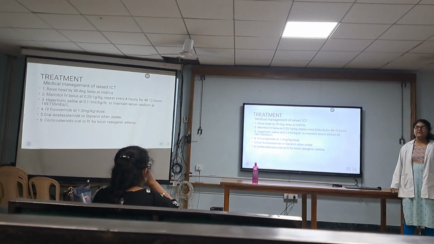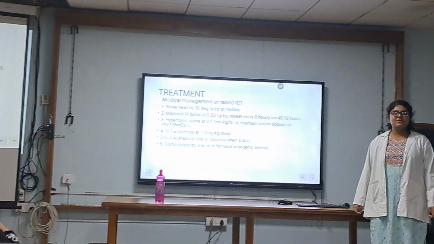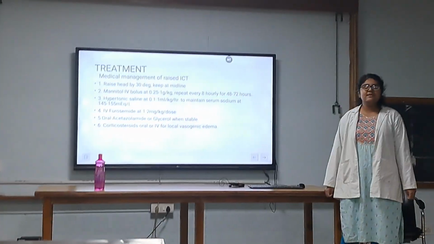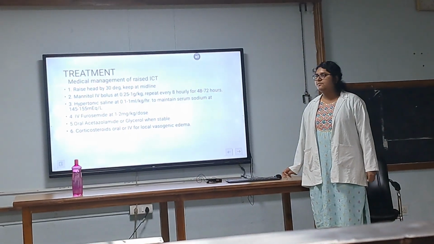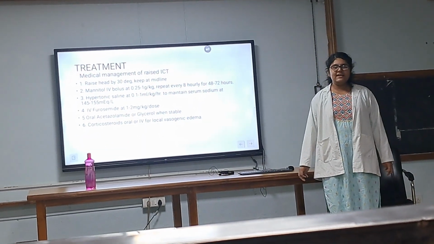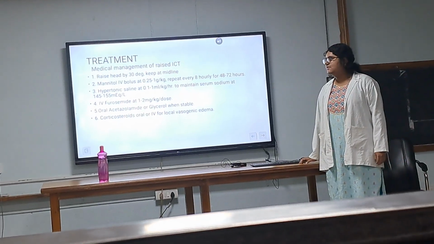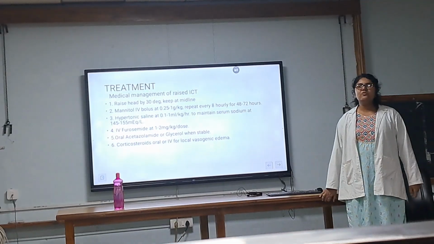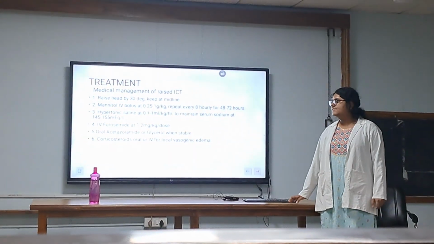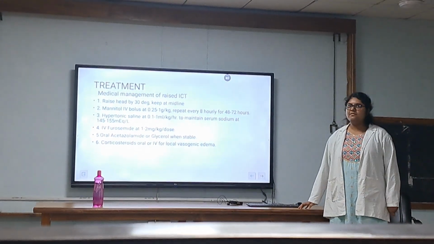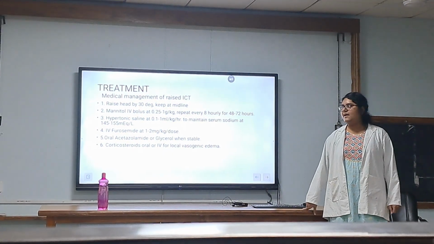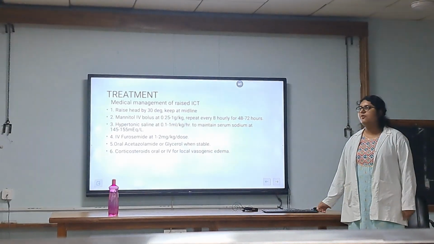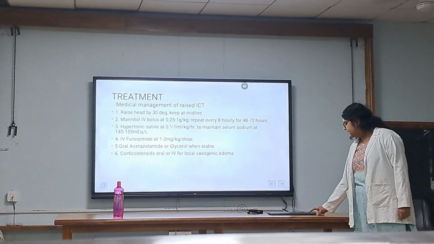Coming to the treatment. Treatment depends upon the cause. Acute obstructive hydrocephalus is a medical emergency because anytime it can lead to coma and respiratory arrest. Furosemide and acetazolamide can be used to decrease the CSF production, and corticosteroids can be given for post-infective hydrocephalus, and other management is to be done as for raised intracranial pressure.